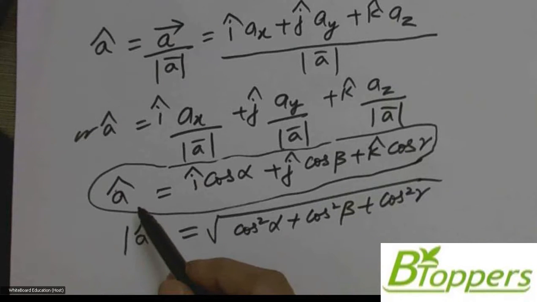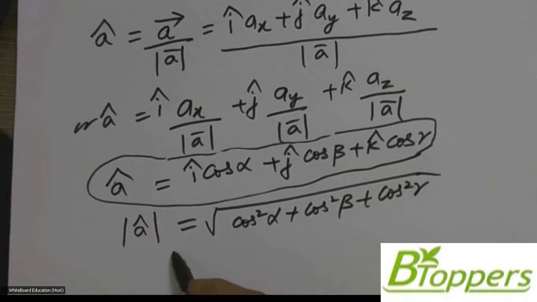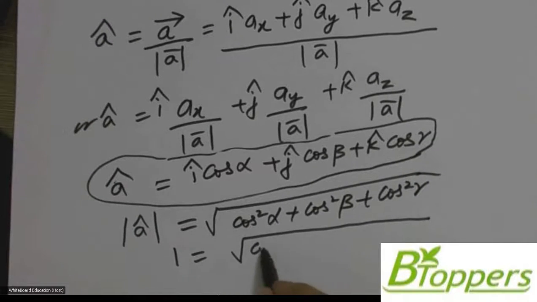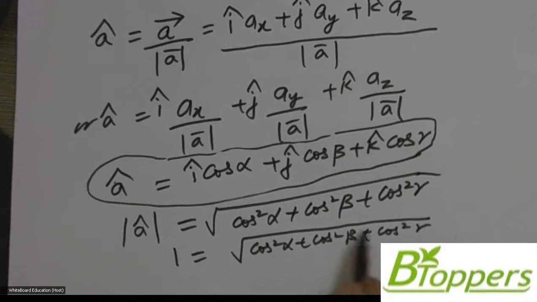But A cap represents a unit vector. That means modulus of vector A cap is equal to 1. Therefore, on the left hand side, I can write 1 equal to root of cos square alpha plus cos square beta plus cos square gamma. That means we have arrived at the same conclusion which I discussed earlier: cos square alpha plus cos square beta plus cos square gamma equal to 1.